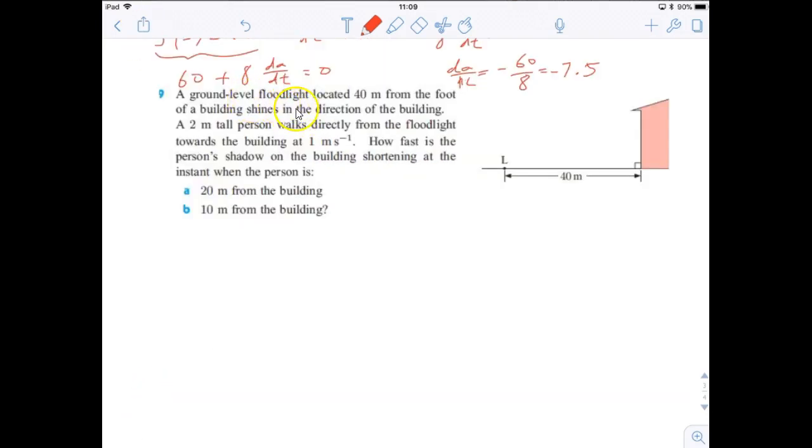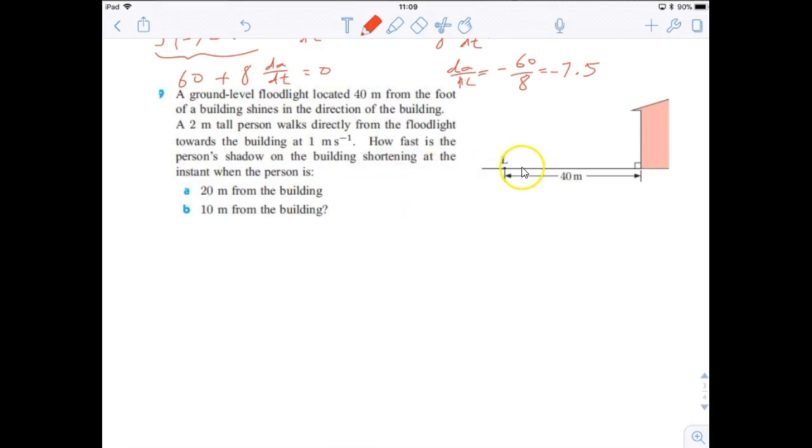Okay, a ground level floodlight located 40 meters from the foot of a building shines in the direction of the building. A 2-meter tall person walks directly from the floodlight towards the building at 1 meter per second. How fast is the person's shadow on the building shortening at the instant when the person is 20 meters from the building, or 10 meters from the building?